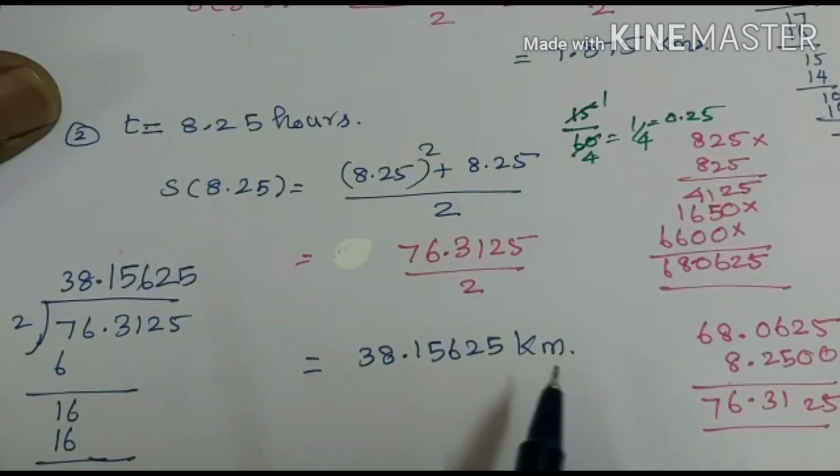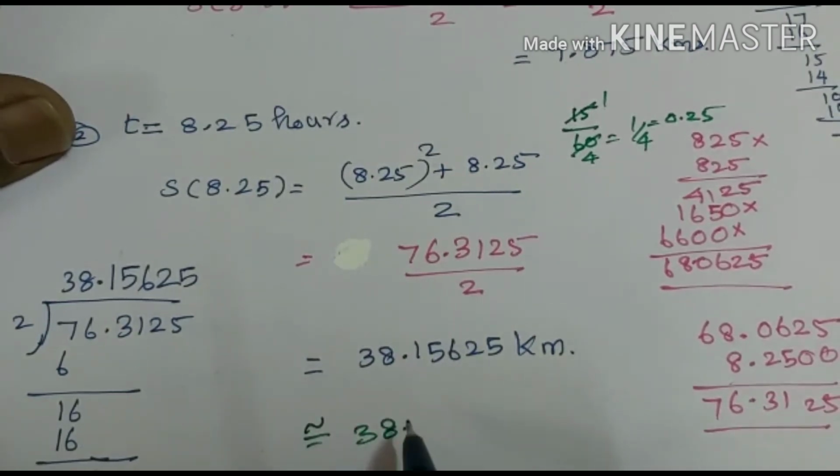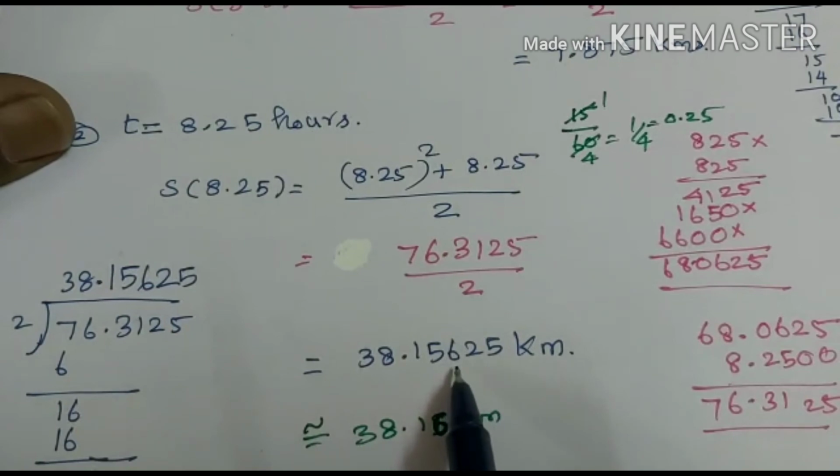So the distance traveled by the particle after 8 hours and 15 minutes is 38.15625 kilometers. Approximately 38.16 kilometers, because the third digit is 5 or above, so add 1 to the preceding digit. So 5 plus 1 is 6. So approximately 38.16 kilometers.